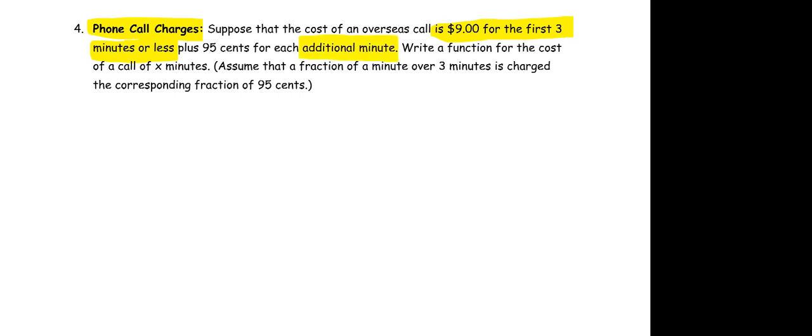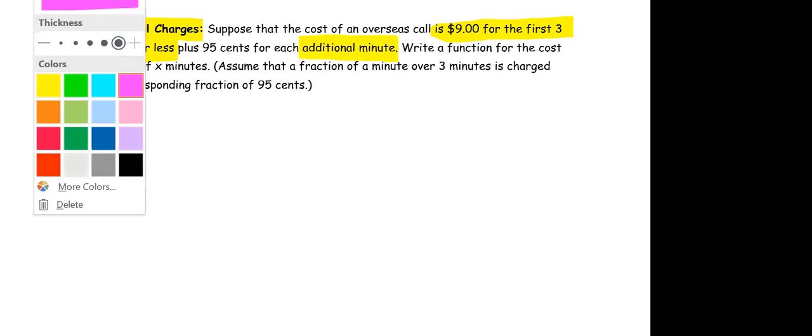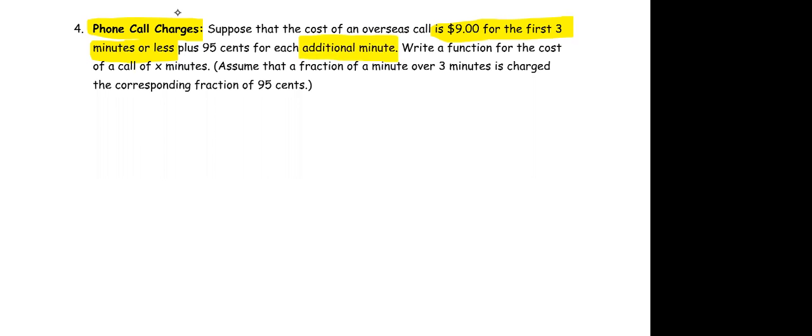Your goal is to write a function for the cost of the call for x minutes. Too many colors, huh? All right. Assume that a fraction of a minute over 3 minutes is charged the corresponding fraction of 95 cents.